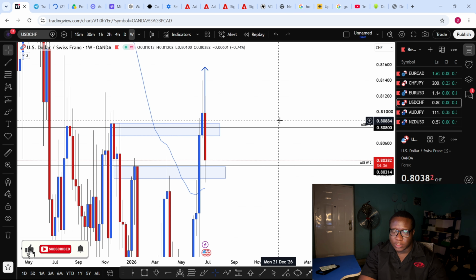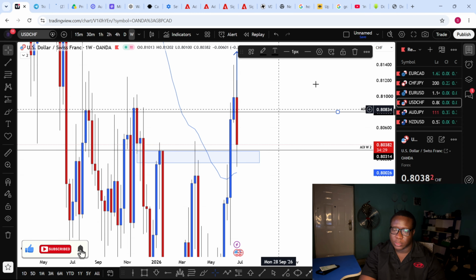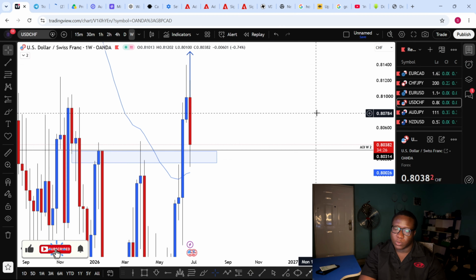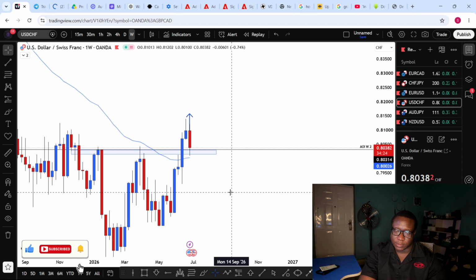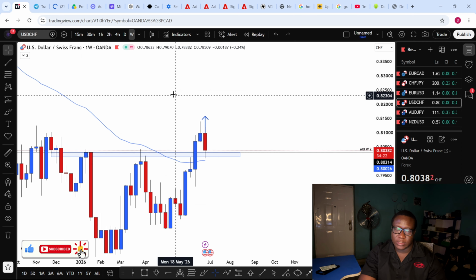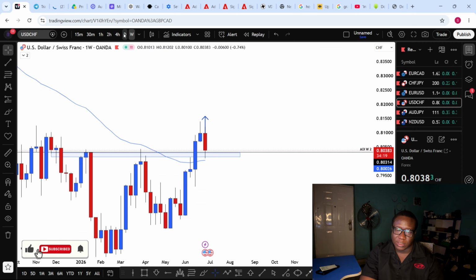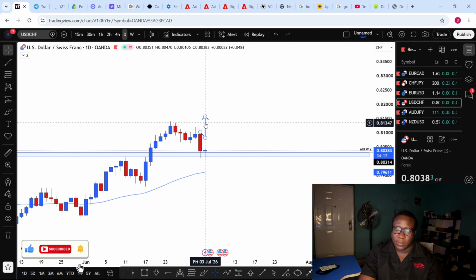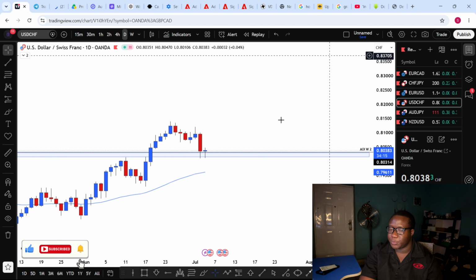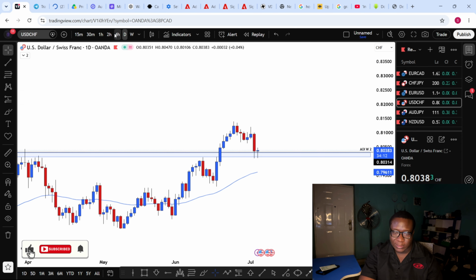On CHF, the market has validated our first area of interest that we were looking at, so we'll take it off. We're currently at our second area of interest, which is the one I actually expected the market to retest. This pair is on my watch list for next week.